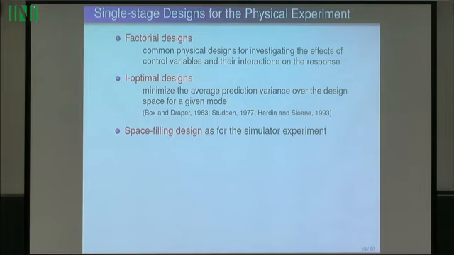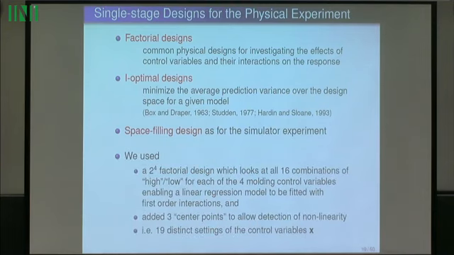What did we do? Well, unfortunately, what we actually ended up doing was a factorial design, because we were working with engineers and they wanted to have a different way of checking that the predictions matched up with what they would normally do with their regression. So our physical experiment wouldn't normally be the best possible experiment for this setting. For those of you who know what it is, we did a 2 to the 4th factorial design, which looks at all combinations of high and low, meaning the ends of the ranges, for each of the 4 molding control variables. So they could then fit a linear regression model with first order interactions.